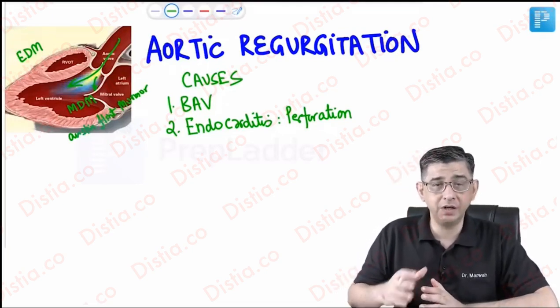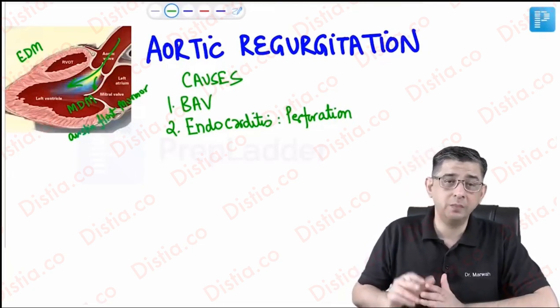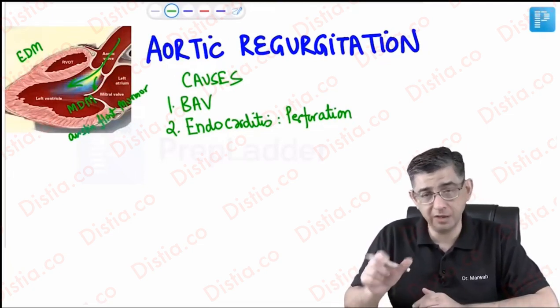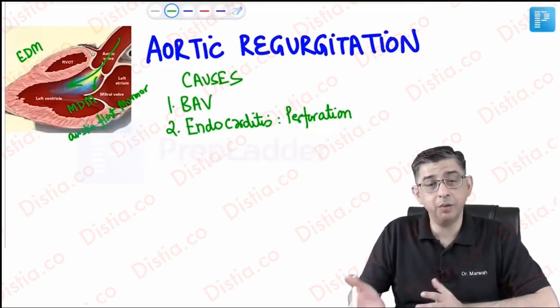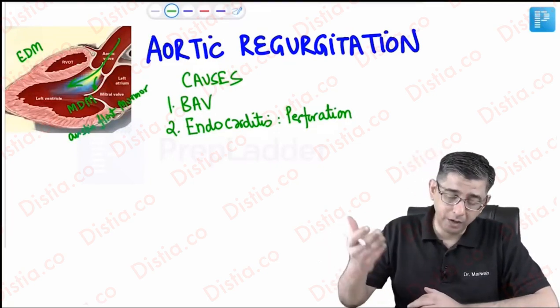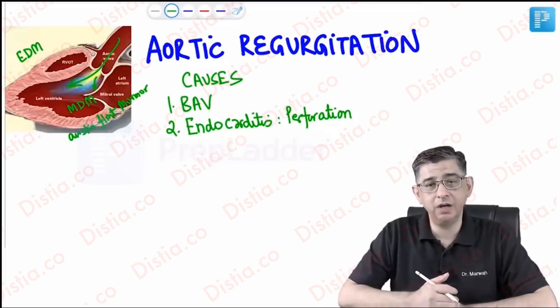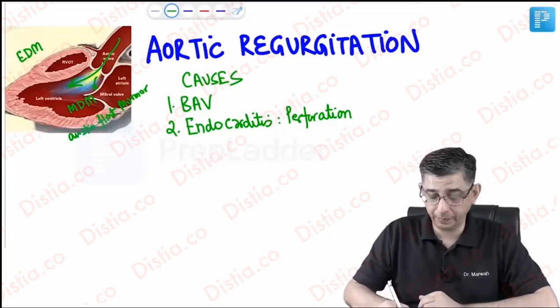And what did this infective endocarditis cause? It caused a perforation in one of the valve cusps. So therefore, this cusp would be incompetent. It will not be able to do its job. The blood from the aorta will leak back into the LV and will overwhelm the left ventricle.